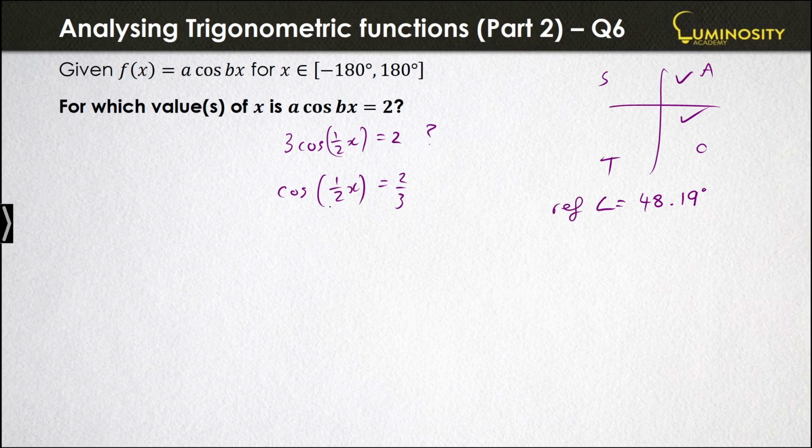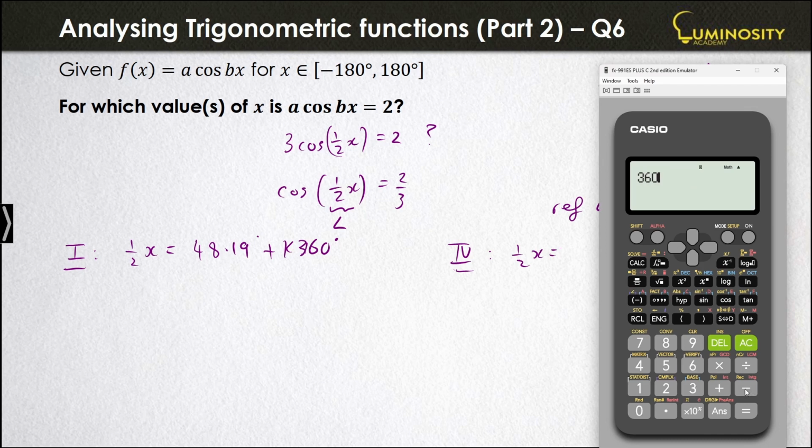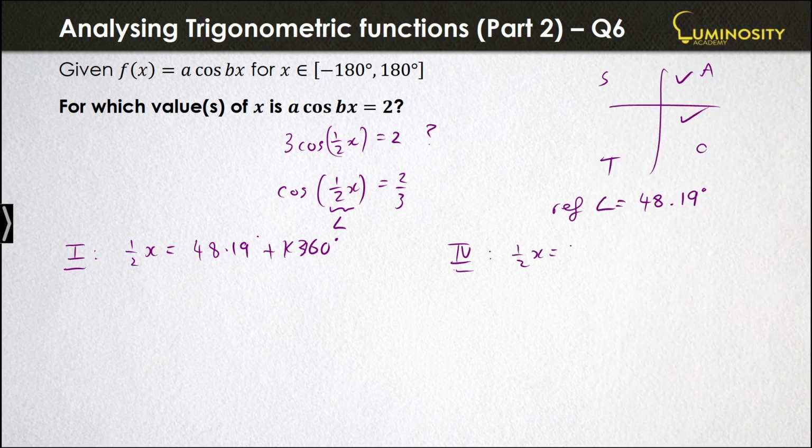Okay, so now the angle, which is half x, so in the first quadrant, the angle half x must be equal to the reference angle 48.19 degrees plus k times 360 for the cos graph. And the fourth quadrant solution must be half x, the angle, equals 360 degrees minus this value, which gives you 311.81 degrees, plus k times 360.